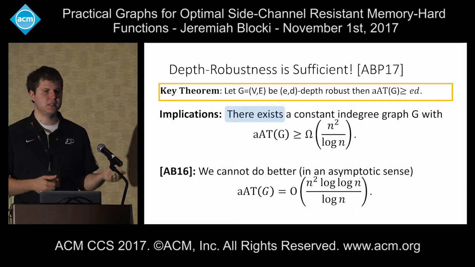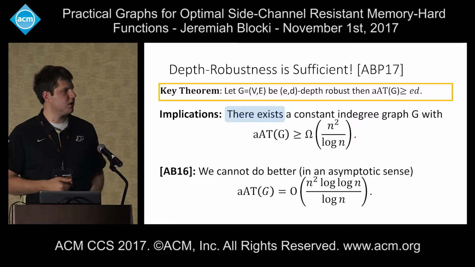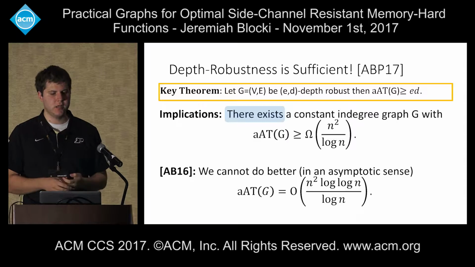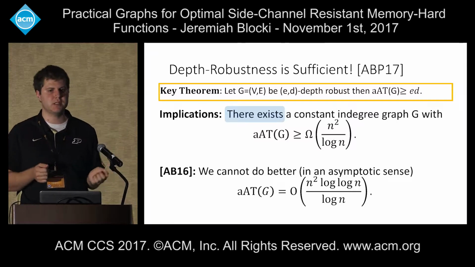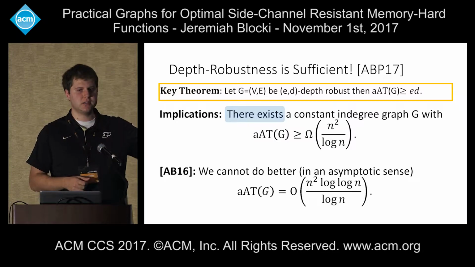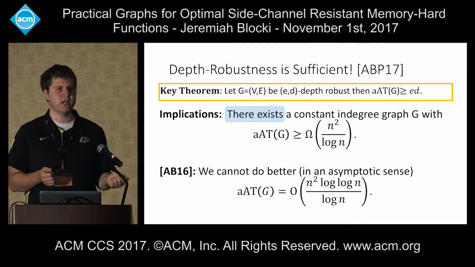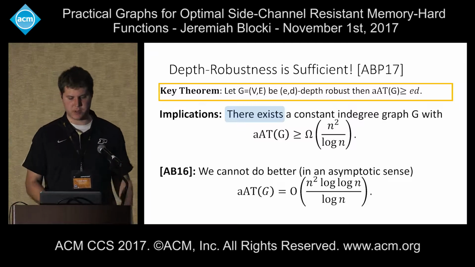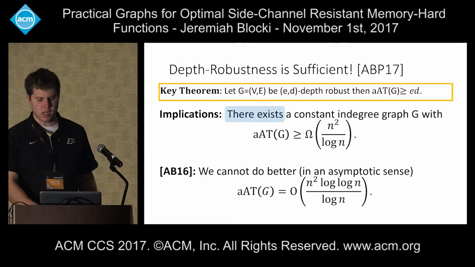Okay, so depth robustness is necessary to design a secure iMHF. It turns out it's also sufficient. This is a Eurocrypt 2017 result. Basically, if your graph is (e,d)-depth robust, then your amortized area-time complexity is at least e times d. So the implication here is that there actually exists a constant indegree graph with amortized area-time complexity at least n squared over log n. This is nice. In particular, you can't hope to do much better in an asymptotic sense.